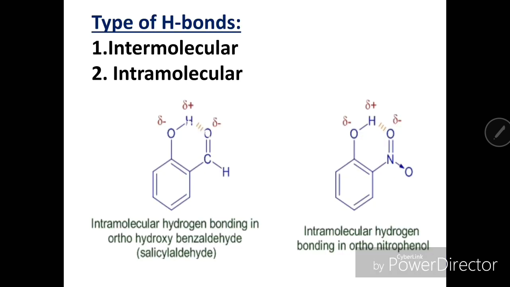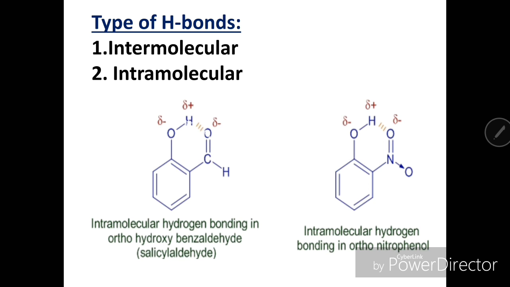Now hydrogen bonds are of two types: intermolecular hydrogen bonds and intramolecular hydrogen bonds. The hydrogen bonds which we have discussed here are all intermolecular forces. It means hydrogen bonds found among the water molecules, among the ammonia molecules, among the HF molecules. These are all intermolecular forces because they are the forces active between two separate molecular species.